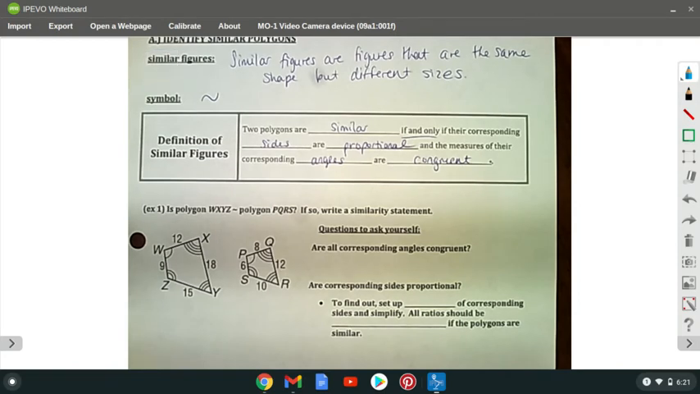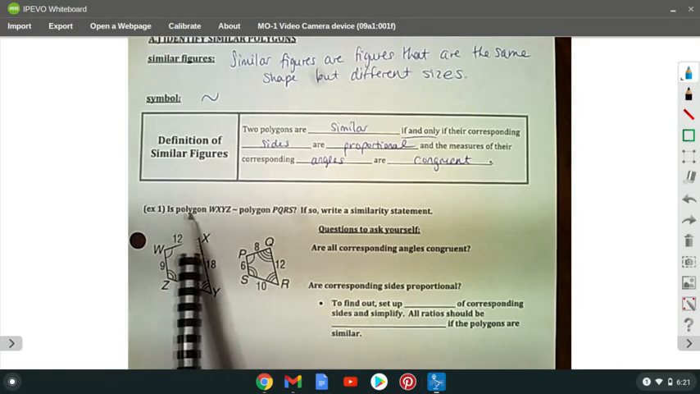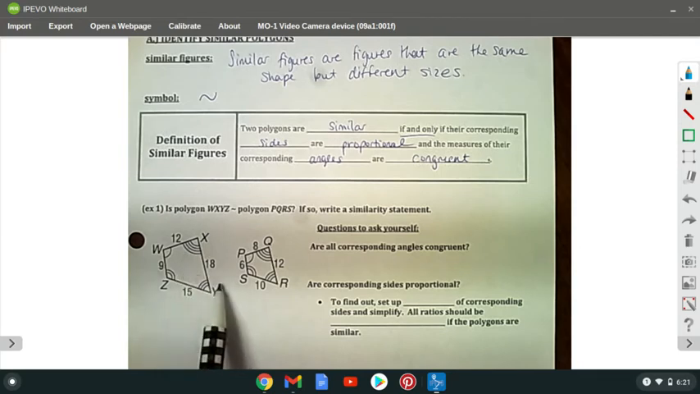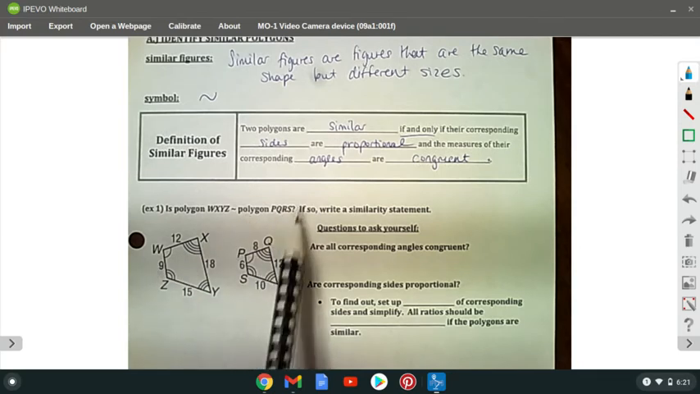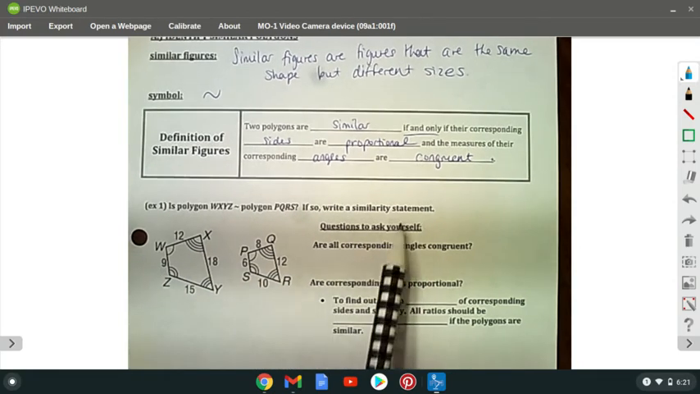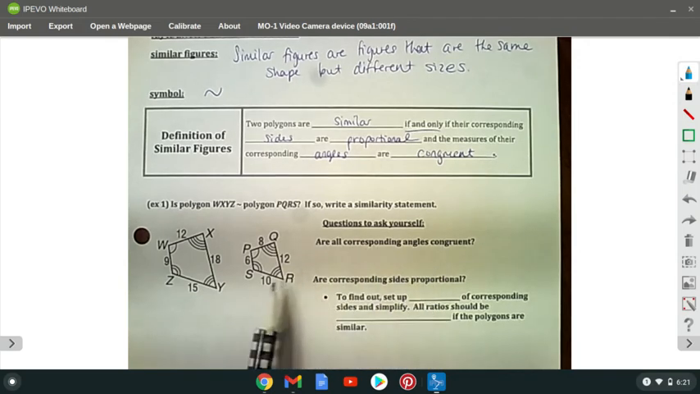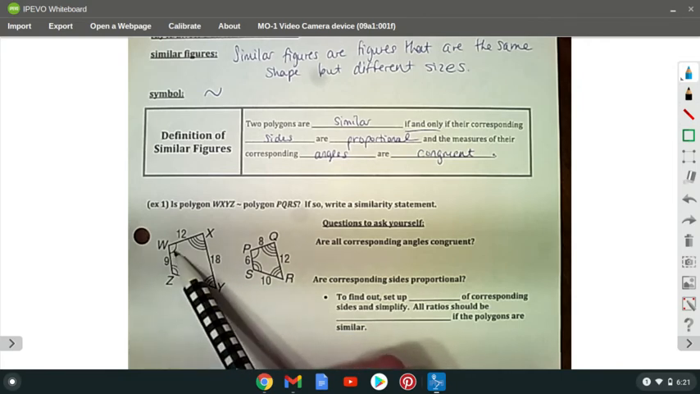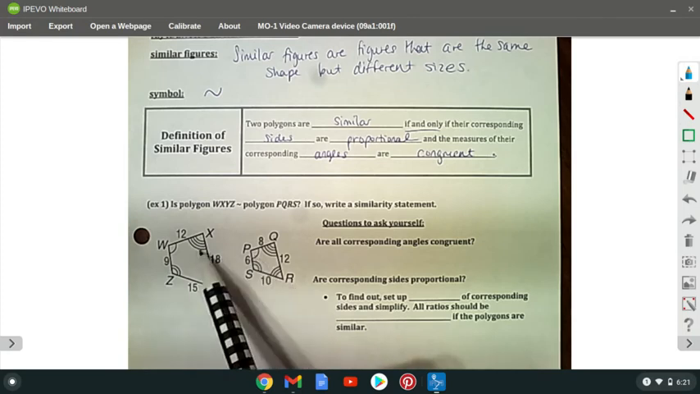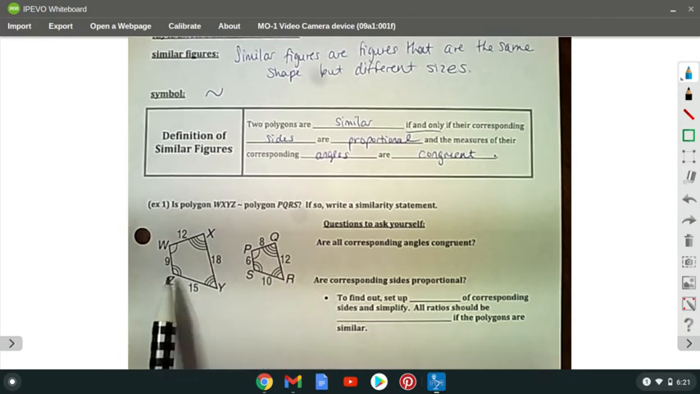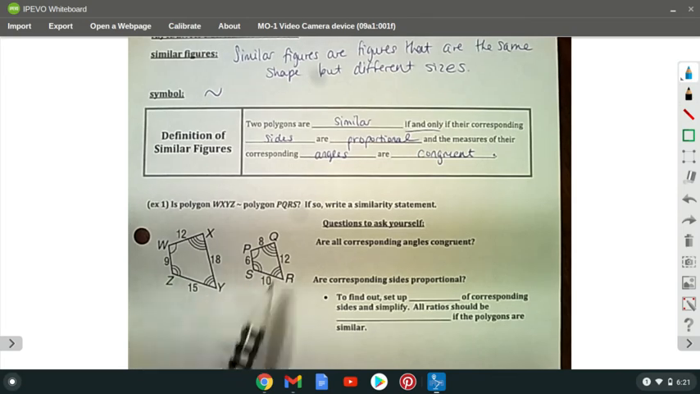So looking at this first picture, they're asking us, is polygon WXYZ similar to polygon PQRS? If so, write a similarity statement. So are all corresponding angles congruent? That's the first thing you need to know to find out if something is similar. So this angle is congruent to this one. This angle is congruent to this one. This angle is congruent to this one, and this angle is congruent to this one. We know that by those tick marks.